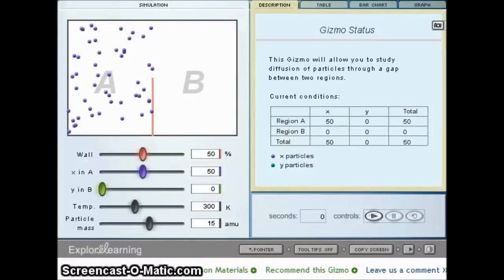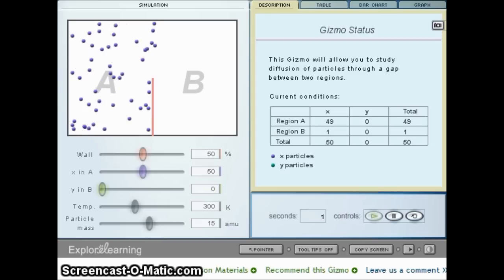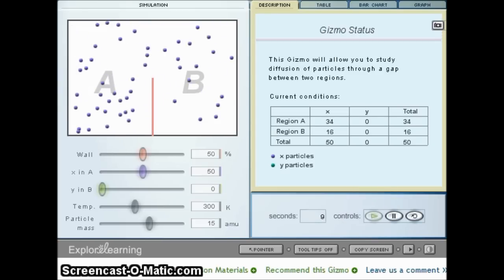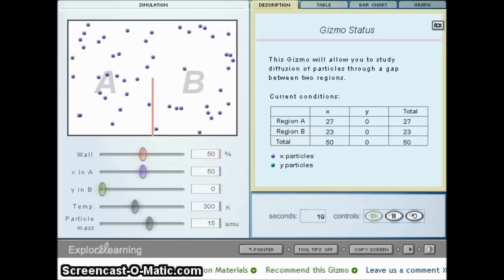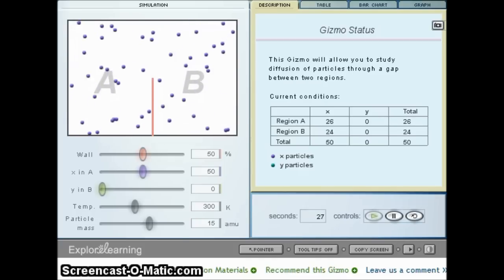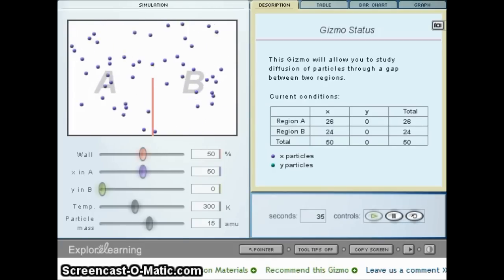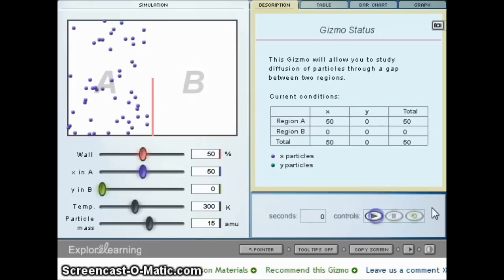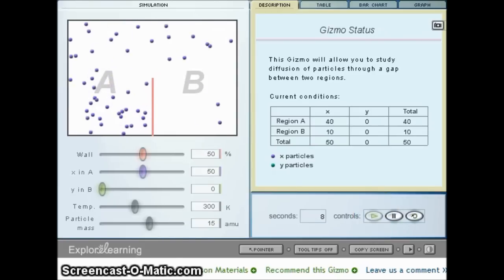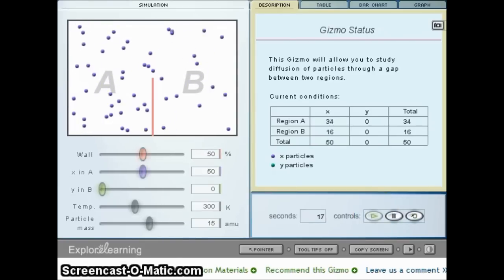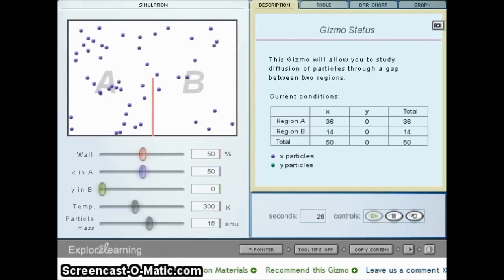We are going to investigate two Explore Learning gizmos, one on diffusion and one on osmosis. Both processes were occurring in our egg. Diffusion is the process by which particles in an area of high concentration, by purely random movement, travel to a region of low concentration. The process continues until both regions have the same concentration of particles.